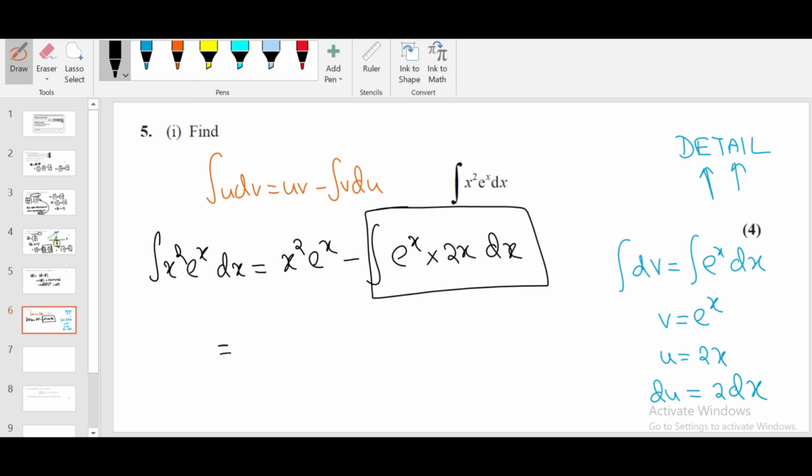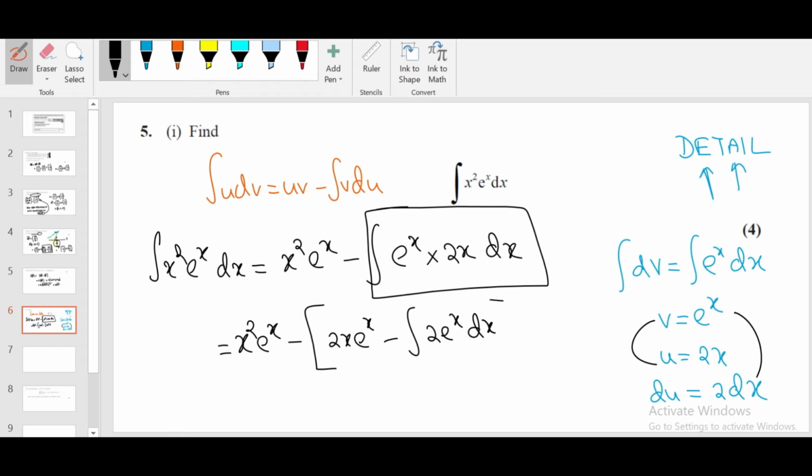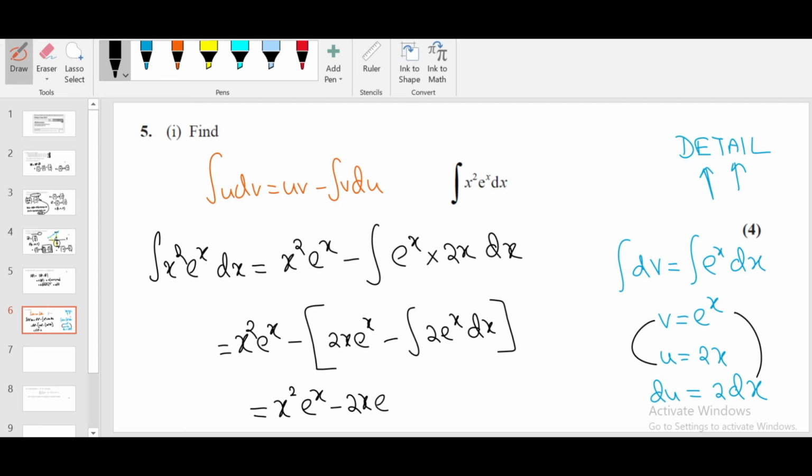So keep the first term as it is and apply integration by parts here again. uv, 2x e power x, minus integral v du, 2 e power x dx. And then open the bracket: x square e power x minus 2x e power x plus 2 integral of e power x is the same. Don't forget to add plus c.